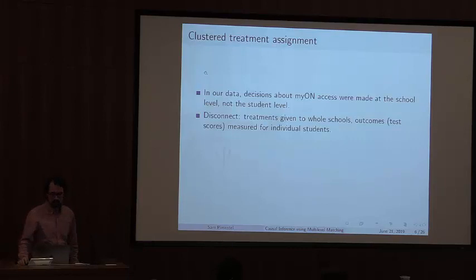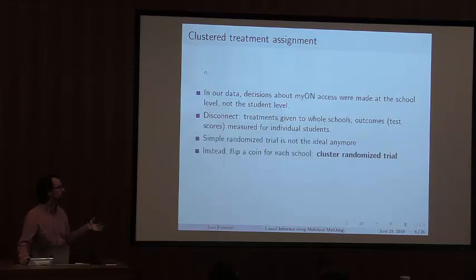So one thing that comes out of this is that the simple randomized trial I described a few slides ago, where we individually randomize students to treatment, isn't really the appropriate thing we want to copy here, because that's not really how this treatment is going to be given out. Instead, what we probably want to copy is something called a cluster randomized trial, which is just flipping coins at the school level instead of the student level.